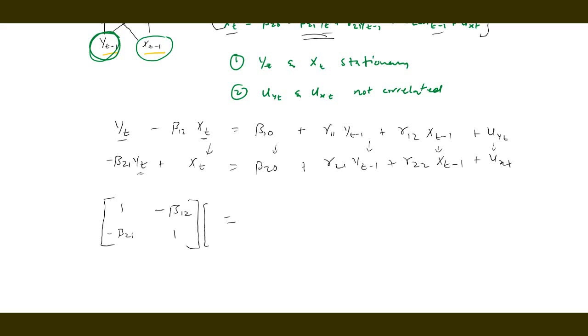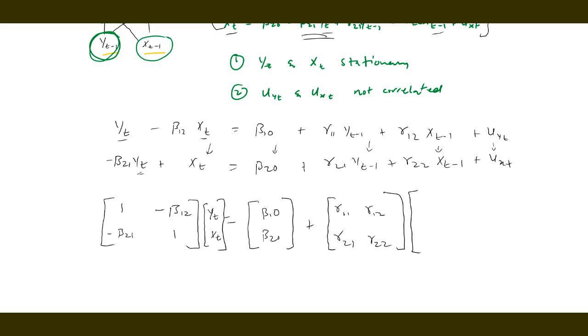This is multiplied by yt and xt, which is equal to the constants beta 10, beta 20, plus, again we do the same trick, write the coefficients first, gamma 21 and gamma 22, multiplied by the variables yt minus 1 and xt minus 1.